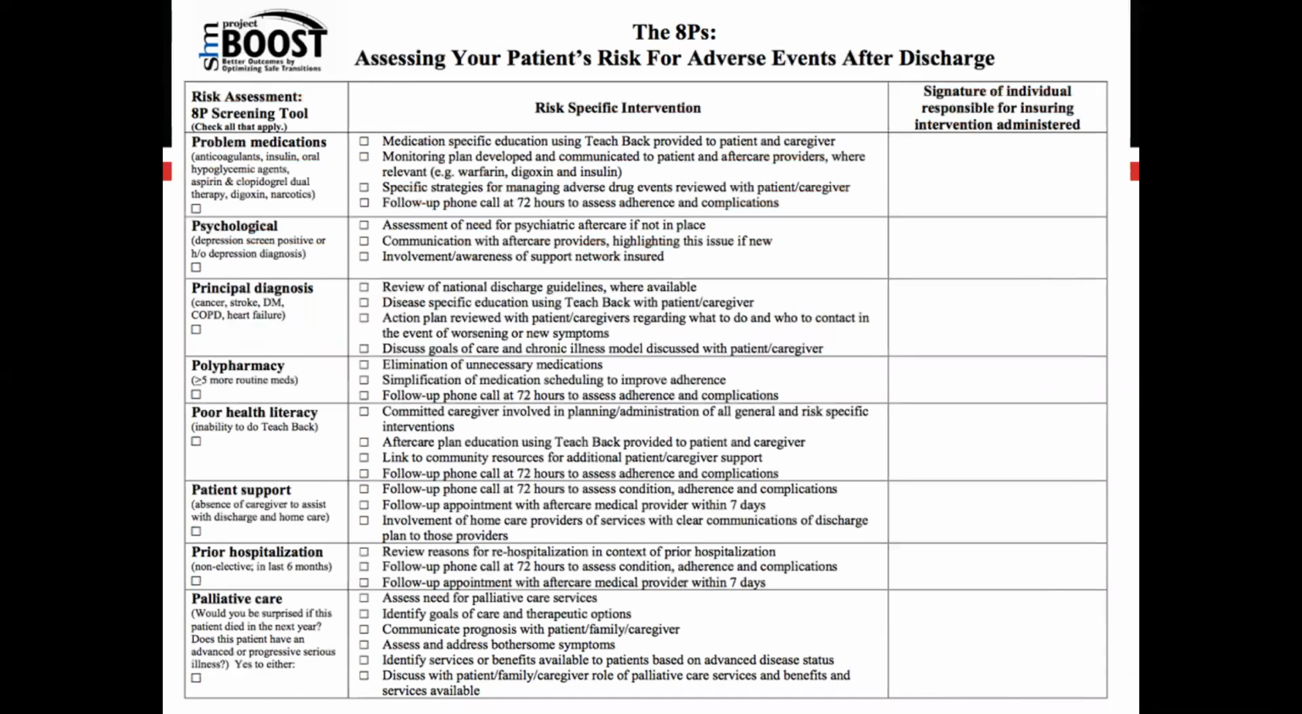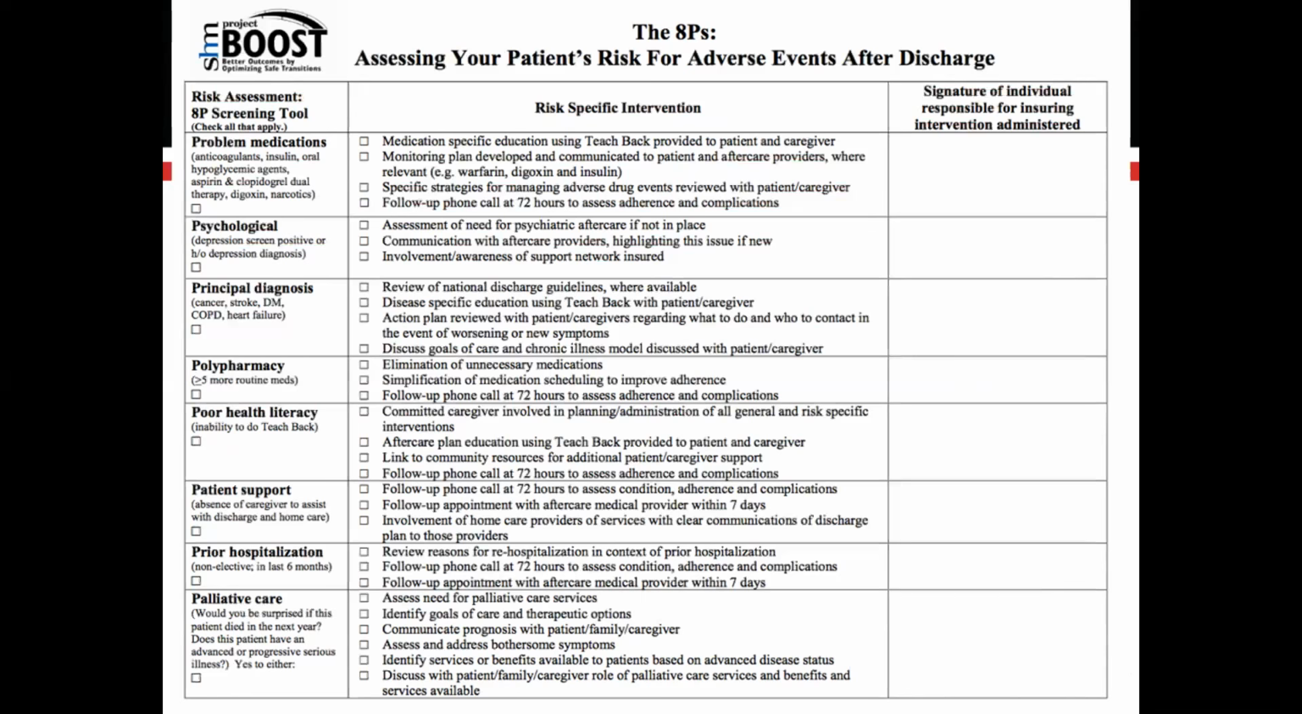So I hope you are familiar with the Boost 8P tool. It's kind of a classic now in readmission work. This came from the Boost initiative many, many years ago now. It still holds up as a very nice tool. The way we would use this tool is the P's, the 8 P's, being problem medications, psychological issues, principal diagnosis, polypharmacy, etc., down the left-hand column.